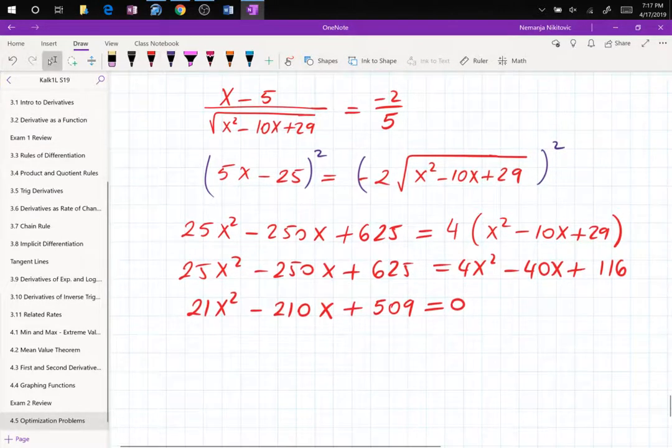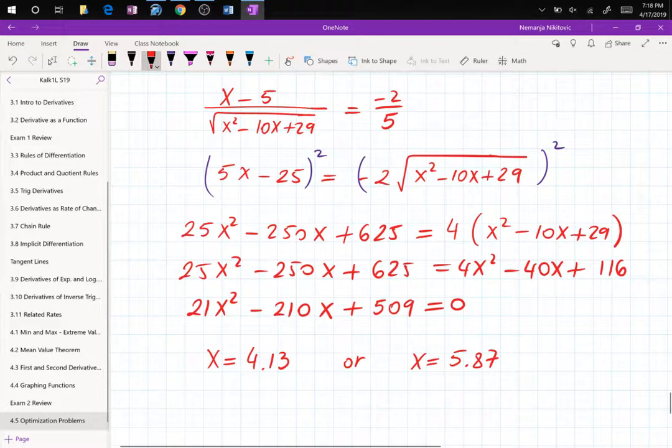And we have that x is equal to 4.13 or x equals 5.87. So now we have to figure out which one of these would be the minimum, right? But these guys should be optimizing, right? We have to compute the d now. We have the equation for d.